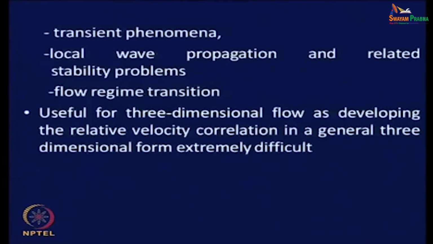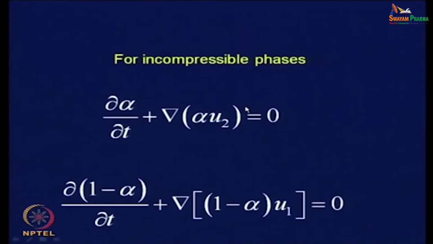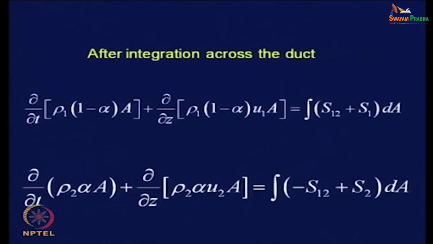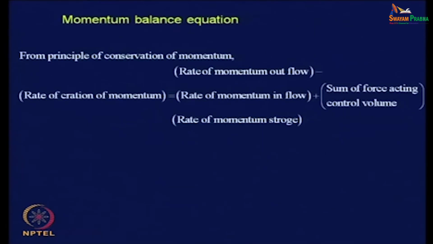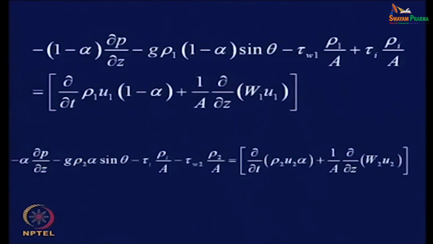What we had done, we had discussed the equation of continuity under different conditions, and then we had discussed the momentum balance equation, and we had finally derived the momentum balance equation separately for phase 1 and then separately for phase 2, isn't it. And after that we had combined them in several ways.